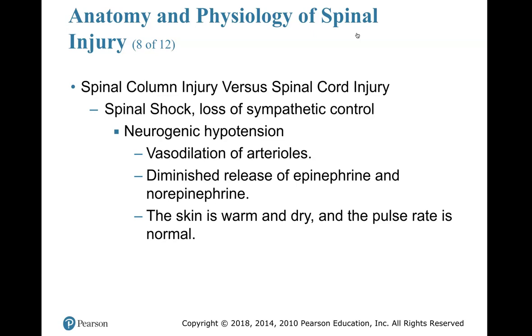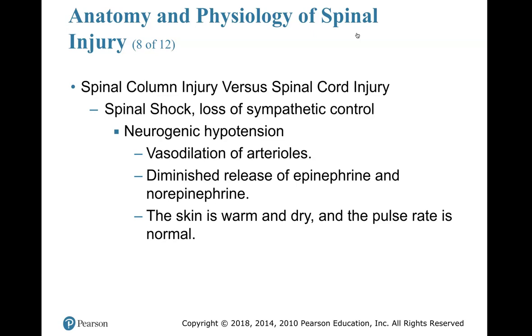Spinal shock, the loss of sympathetic control, neurogenic hypotension. We know what hypotension is. It is a lowering of the blood pressure. It will be caused by vasodilation of arterioles or arteries. Diminished release of epinephrine and norepinephrine. So whenever we experience something very tragic or very traumatic or exciting, our adrenal glands send off epinephrine or norepinephrine, and it kind of makes our body react as a defense, and it kind of guards us from a severe injury.